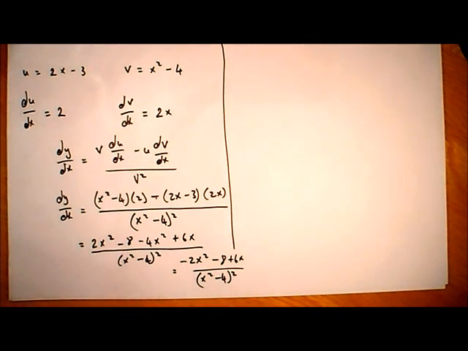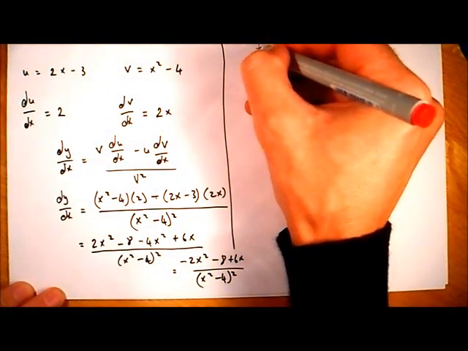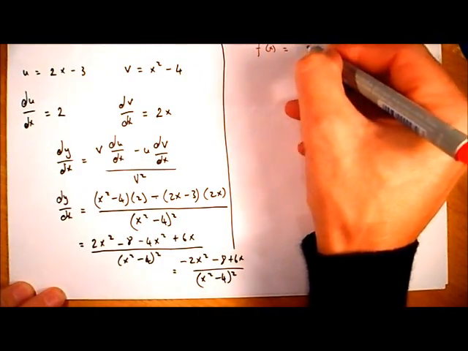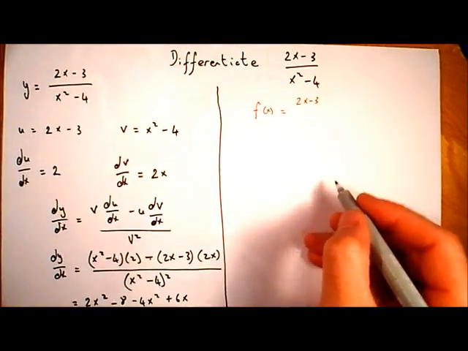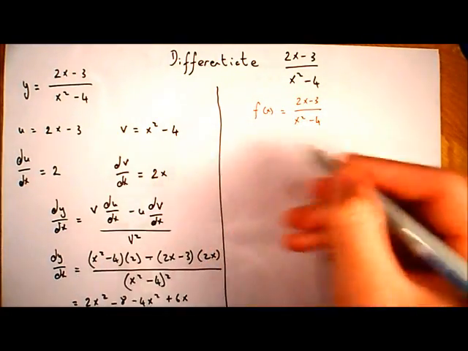And that's our answer. Okay, so I'm going to do that again, but I'm going to use the function notation. So I'm going to use a red pen. I got a new red pen, so we'll try with this. So first of all, I'm going to write f of x is equal to 2x minus 3 divided by x squared minus 4.